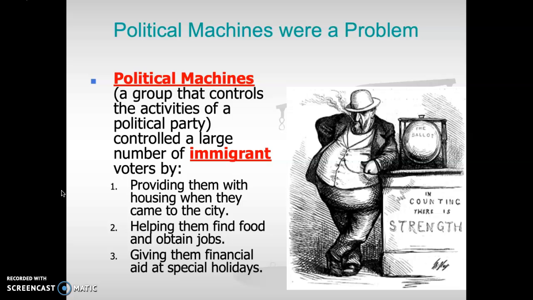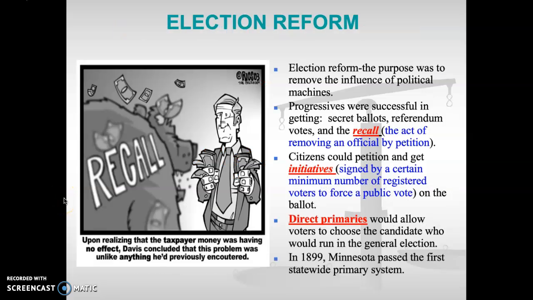And you can't do that to get votes. That's like selling a vote or buying it, you know? You can't buy your vote or sell it. Election reform is also going to happen. Now, the purpose of election reform was to remove the influence of political machines.